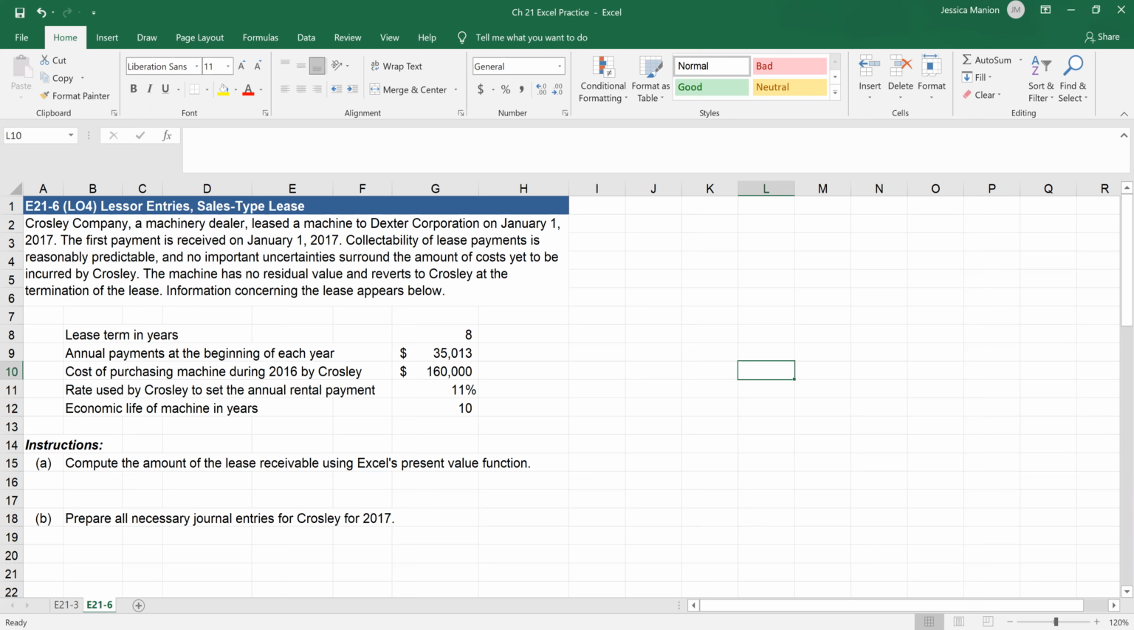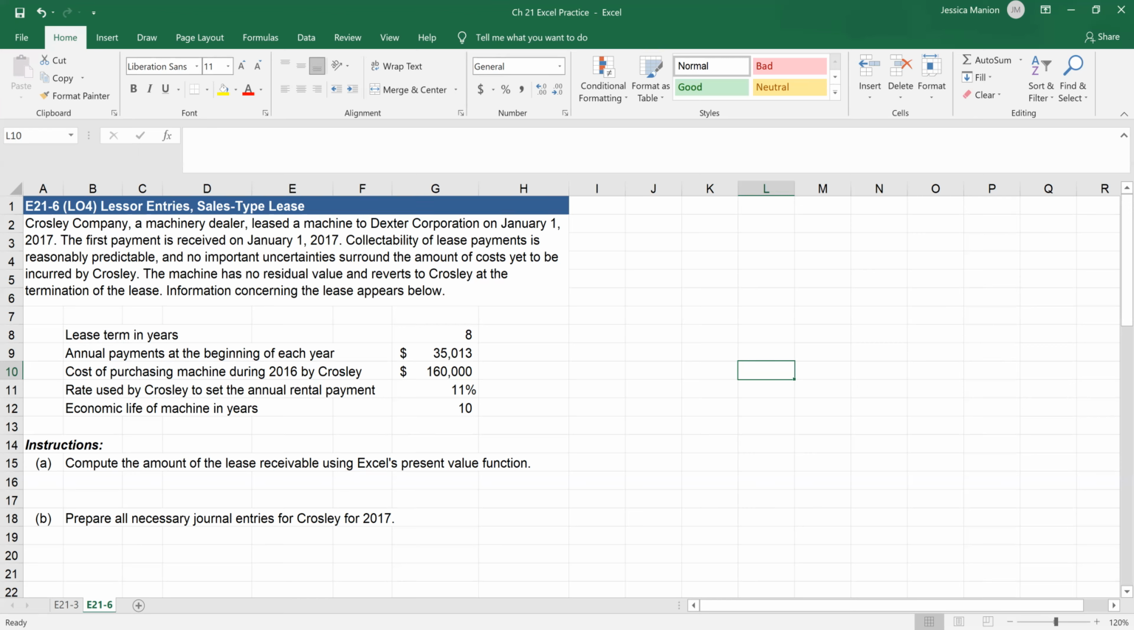Remember the fair value, and we're getting ready to calculate that. The fair value, or the present value of the lease, is going to be greater than this cost. That's how we determine if it's a sales type lease, because we're going to have some cost of goods sold and some gross profit that has to be figured in. The rate used by Crosley to set the annual rental payment is 11%, and the economic life of the machine is 10 years.